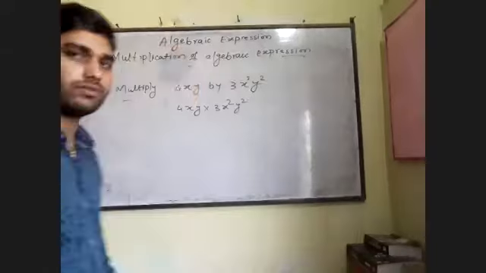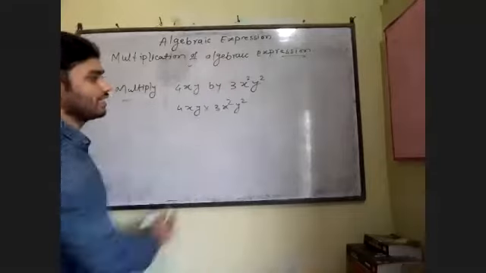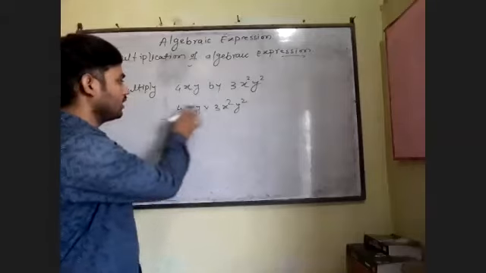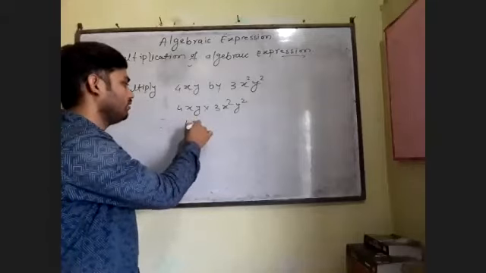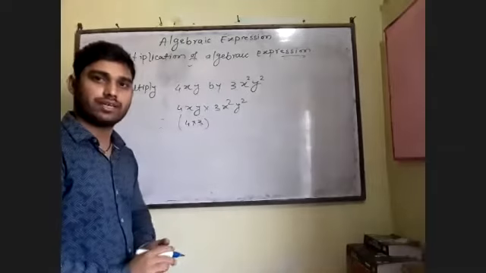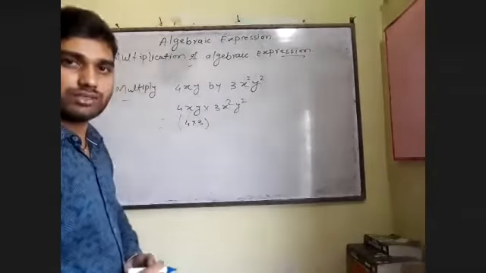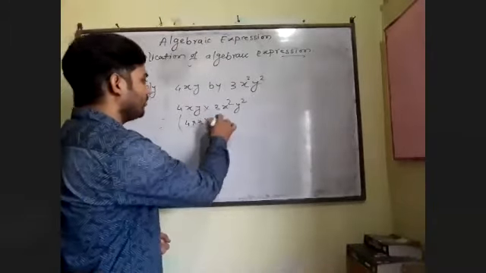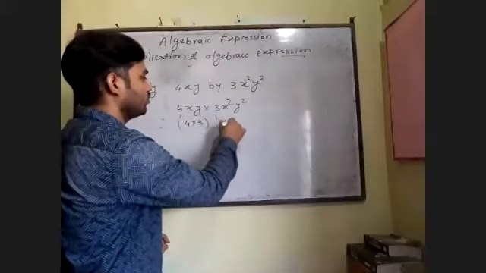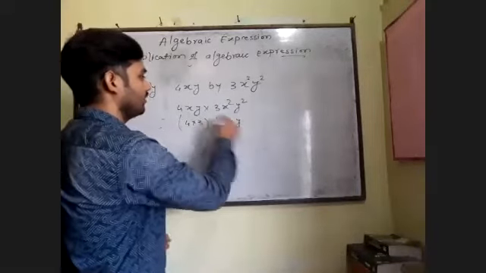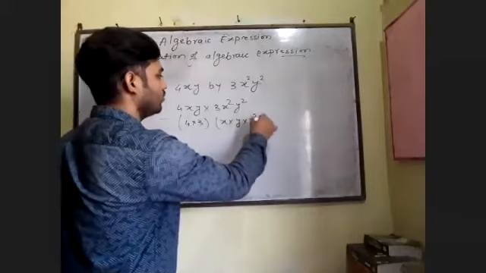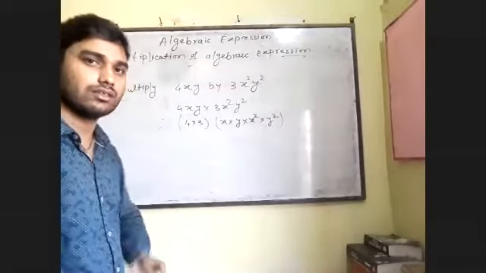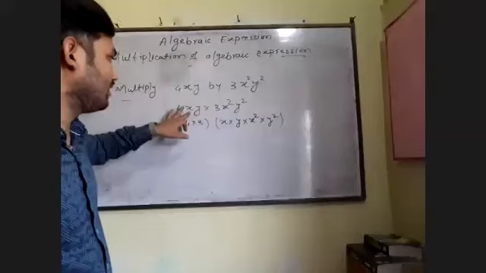Let's see. It is 4xy and 3x square y square. First I told you to multiply their coefficients together. So the coefficients of this and this are 4 and 3. So what is the coefficient? 4 and 3. Now multiply x into y into x square into y square. We can write 4 into 3, then what is left here?